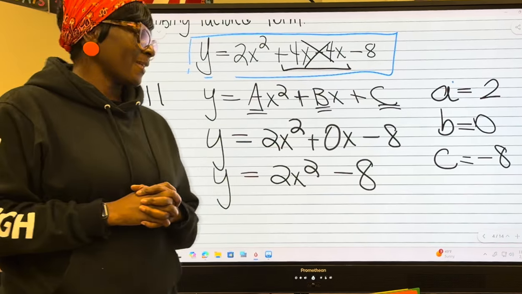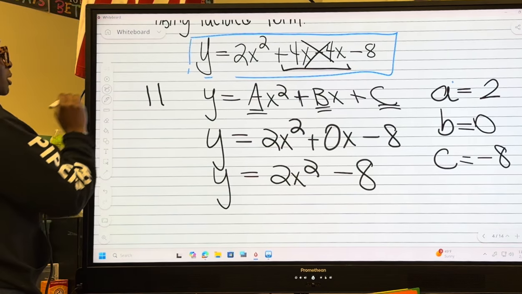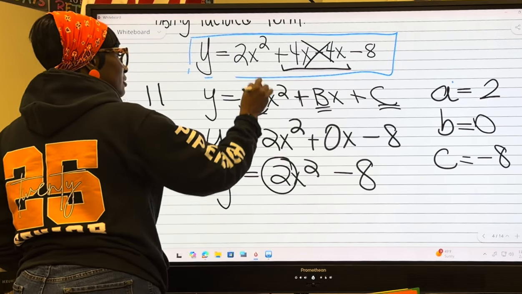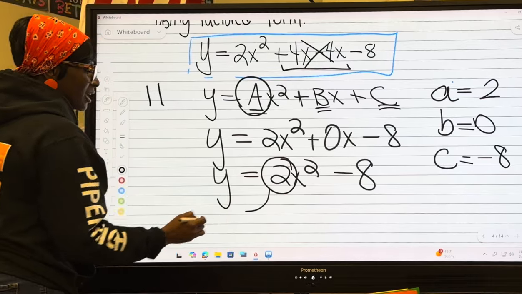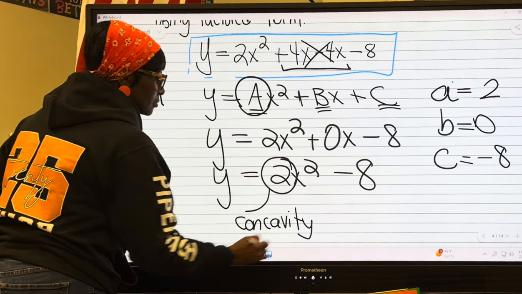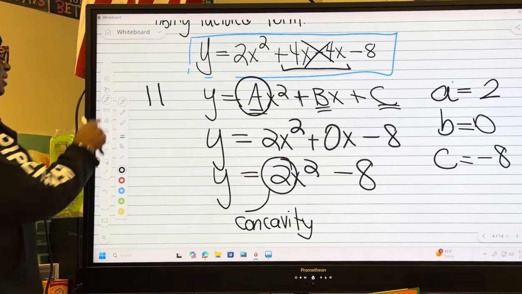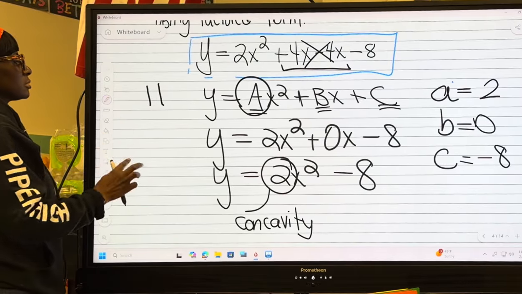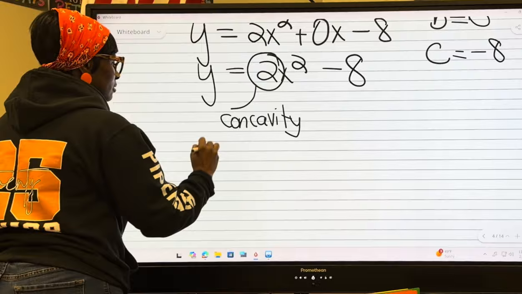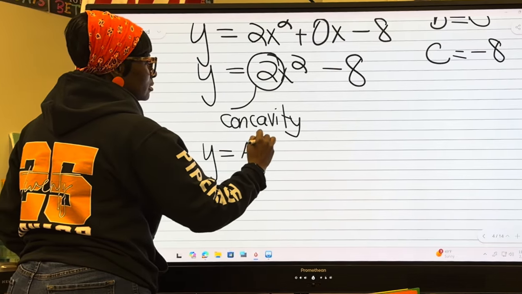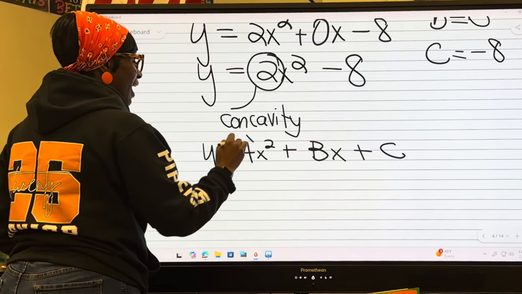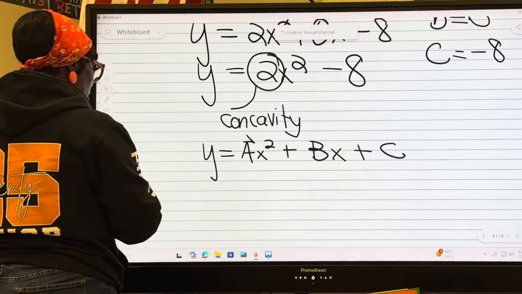So let's start with A. And you can do this in your notebook. Before we solve this, I want you to do what I'm doing. The A tells us our concavity. Concavity. The A gives us our concavity.